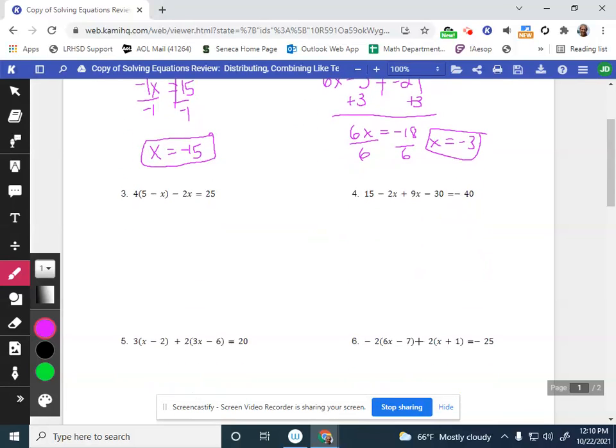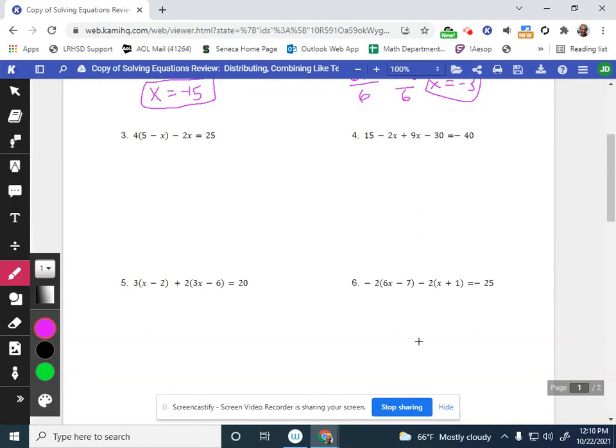Number 3, I have to distribute first. Here's the equation split. So I'm only distributing the 4 to these two. So I have 20 minus 4x minus 2x equals 25. I still have more to reduce over here. Negative 4x minus 2x is a minus 6x. Now that's simplified as much as it can be.